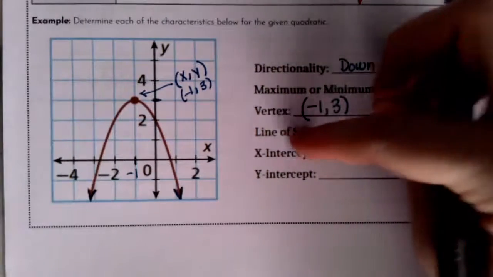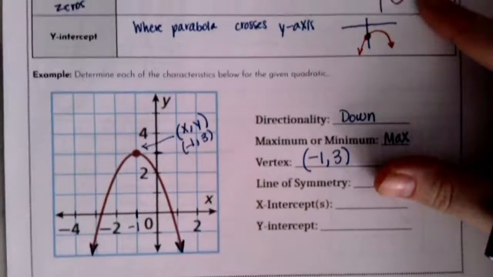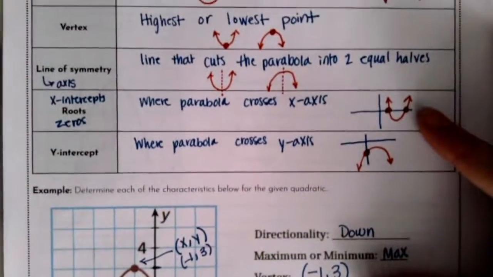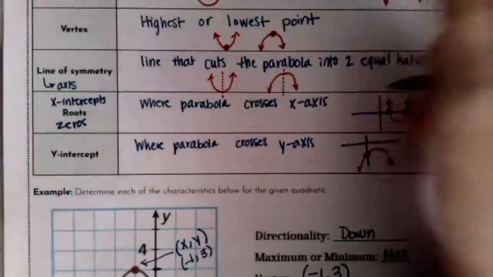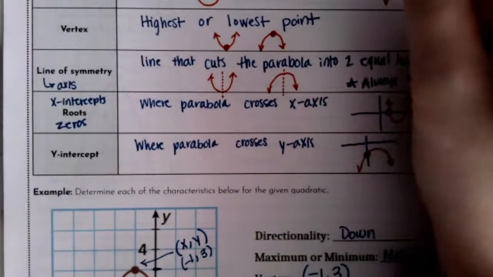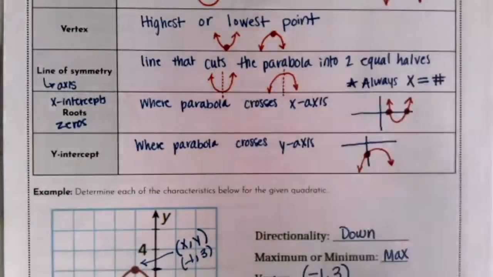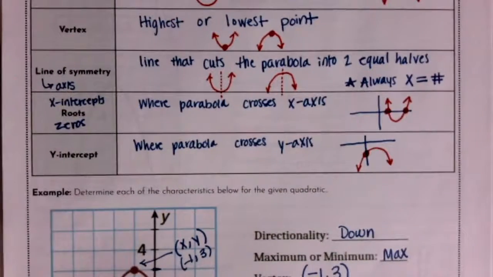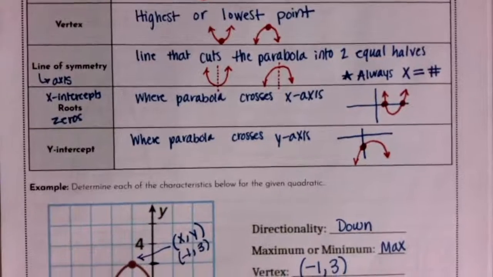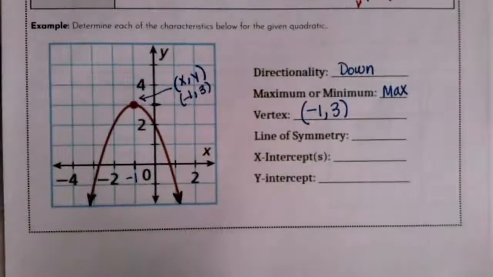Then our line of symmetry. I want you to go back to your notes and write something for our line of symmetry. It always needs to be written as x equals. And it's going to be a number over here. So that's the format for your line of symmetry, your axis of symmetry, is always x equals a number. And that number is the x value where you would fold it in half.